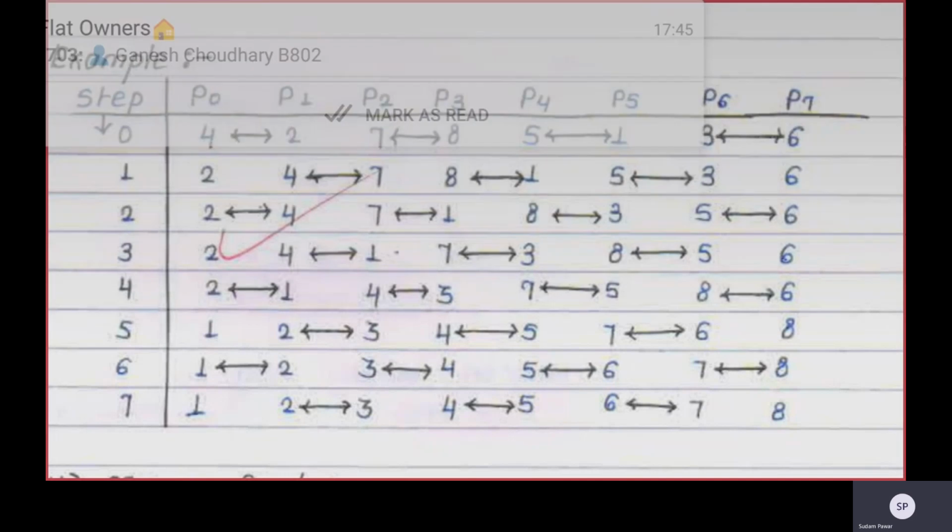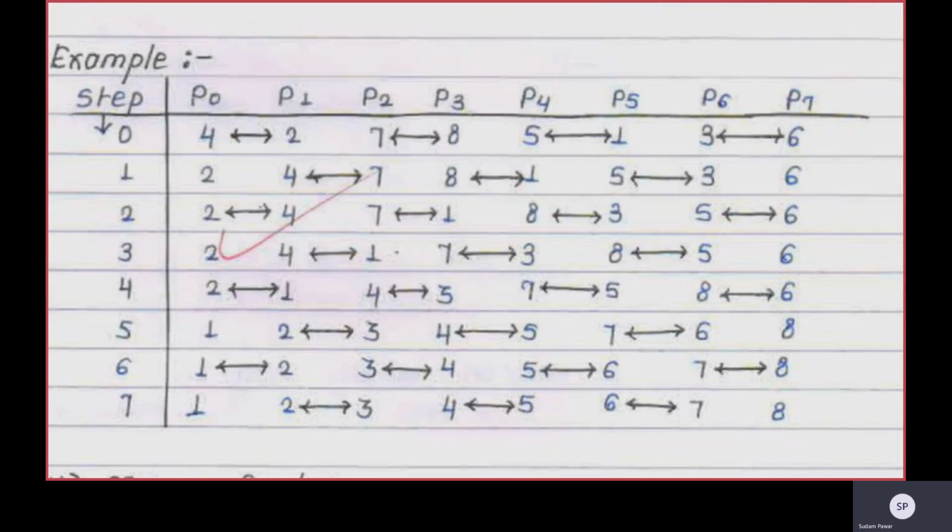Then the next even step, step number 6. 1 and 2, no need to exchange. 3 and 4, no need to exchange. 5 and 6, no need to exchange. 7 and 8, no need to exchange. Then again the 7th, the odd step. 2 and 3, no need to exchange. 4 and 5, no need to exchange. 6 and 7, no need to exchange. Means all elements are in proper sequence now at the end of step number 7.